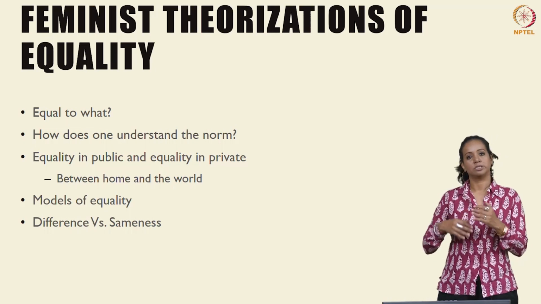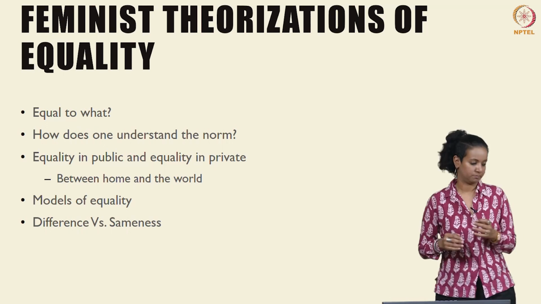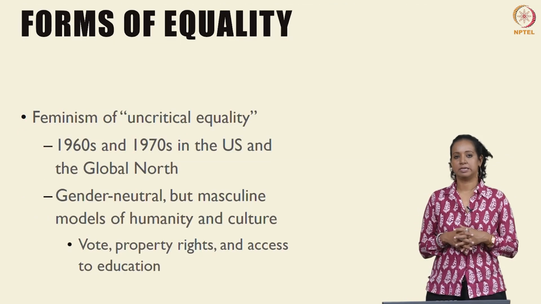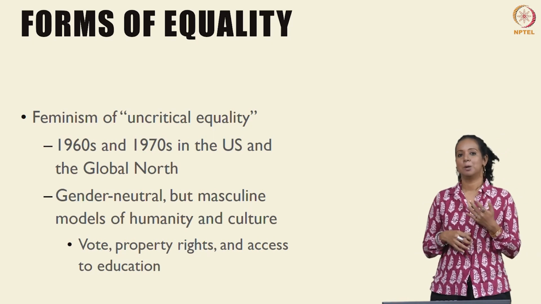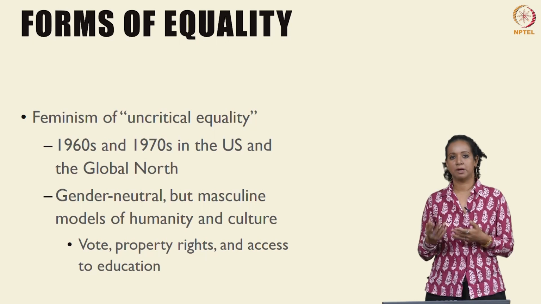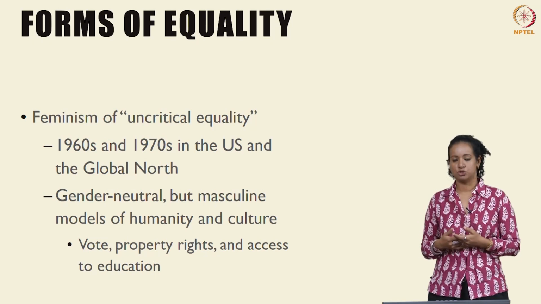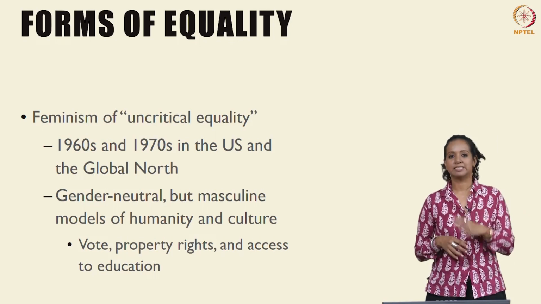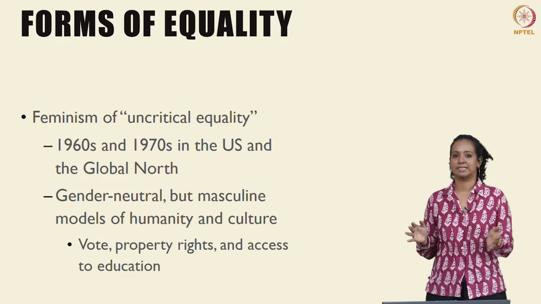Hang on to those thoughts. We will explore all of them as we go along through this lecture. We begin by considering a particular form of equality that came up in the 1960s and 1970s, but actually has its provenance much earlier in liberal feminism in the late 19th century, which we will speak about in just a minute or so. But let us start with this model itself so that you understand broadly how the landscape is configured.